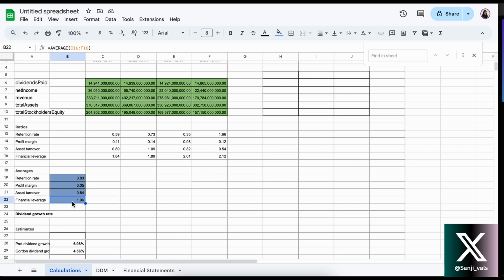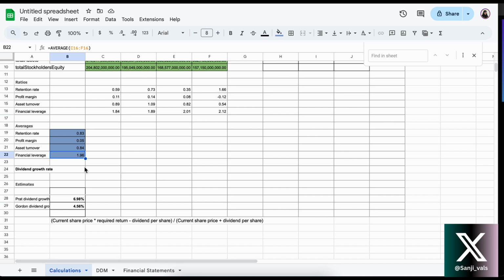Then once we calculate all the averages of the company, it's time to do finally the very interesting part. We are calculating the dividend growth rate based on the Pratt model. So what we basically do, we multiply everything in here: retention rate multiplied by the profit margin, by asset turnover, and by financial leverage, by average numbers. And we get a dividend growth rate of 6.98% based on the Pratt dividend growth model.